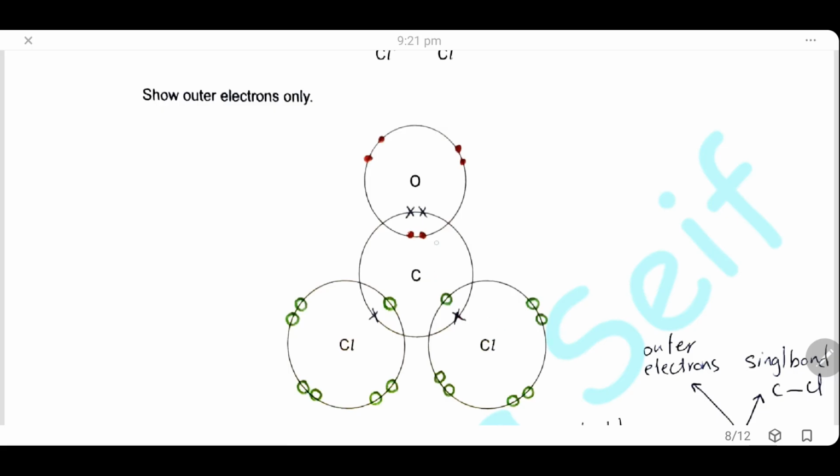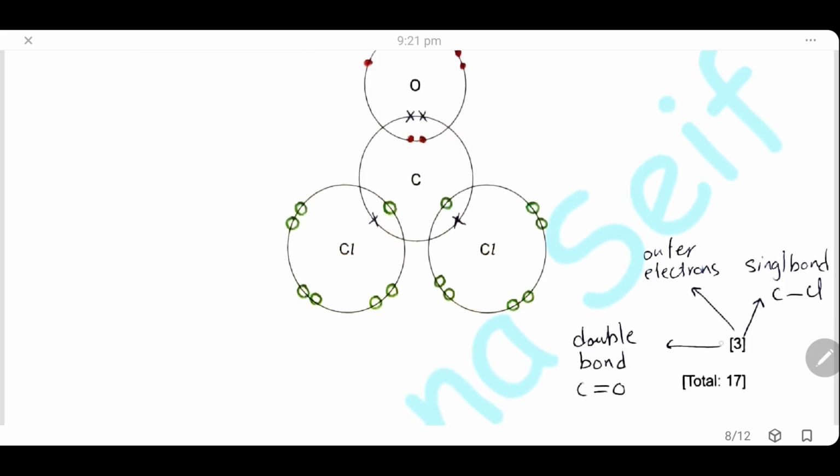Then chlorine is in group 7, so it has 7 outer electrons. It only makes a single bond with carbon, so 1 electron is shared between chlorine and carbon. In each of the chlorines we will have 1 single bond. So here this question is for 3 marks.